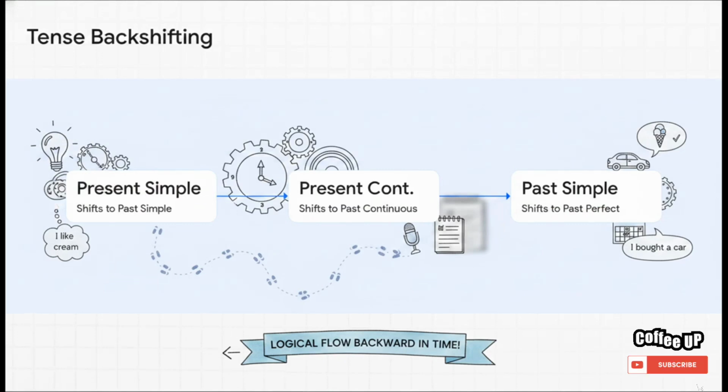Okay, let's talk about time travel, or the tense backshifting flowchart. When you're reporting on meeting notes, the event already happened in the past, right? So your verbs naturally take one step backward in time. Present simple drops back to past simple. "I like ice cream" becomes "she said she liked ice cream." Present continuous drops to past continuous. And if it's already in the past simple, it shifts all the way back to the past perfect. So "I bought a car" becomes "she said she had bought a car." It's actually a really logical flow backward in time.